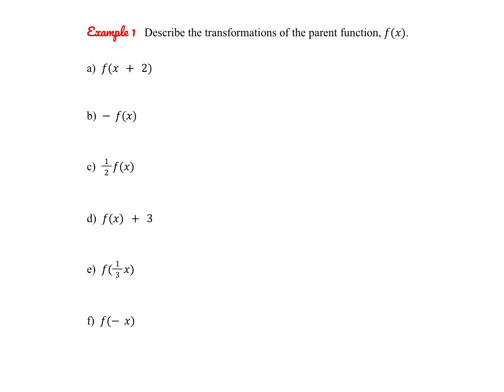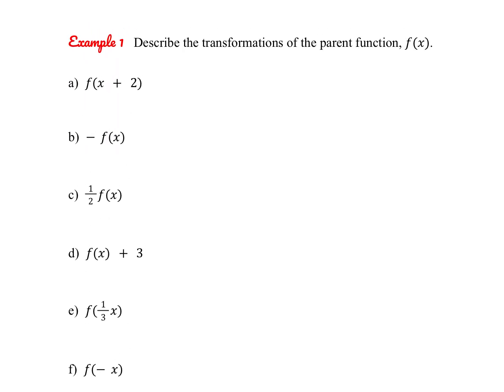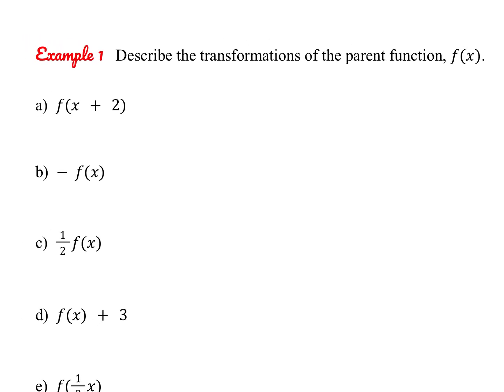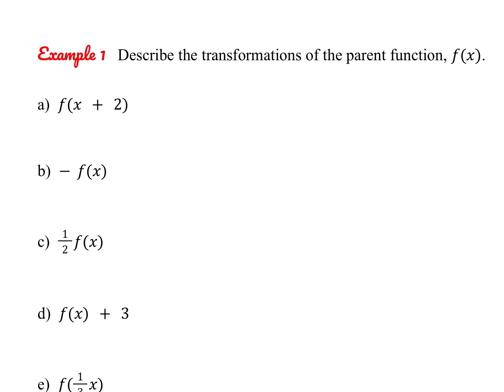All right, let's give some of these a try. Here we're just going to be describing the transformation using our formal math vocabulary. So here's kind of the checklist I go through. First, I see that this transformation is grouped specifically with x. When I see that, I can write the word horizontal. I know it's affecting my x values, which makes it horizontal.